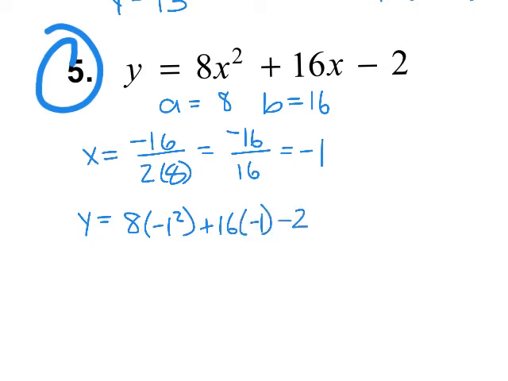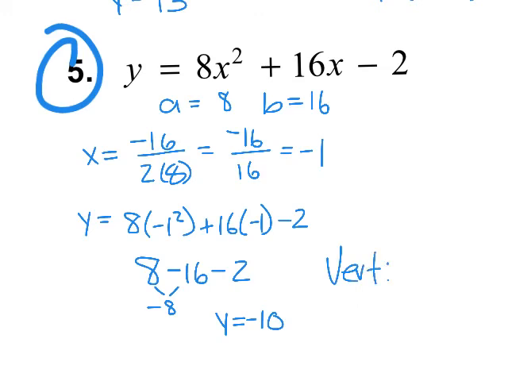So remember, do your exponents before you multiply. So negative 1 squared would be positive 1. Positive 1 times 8 is still 8. 16 times negative 1 is minus 16. And then minus 2 more. So 8 minus 16 is negative 8. Minus 2 more, y would be negative 10. So put it together. Vertex is negative 1, negative 10.